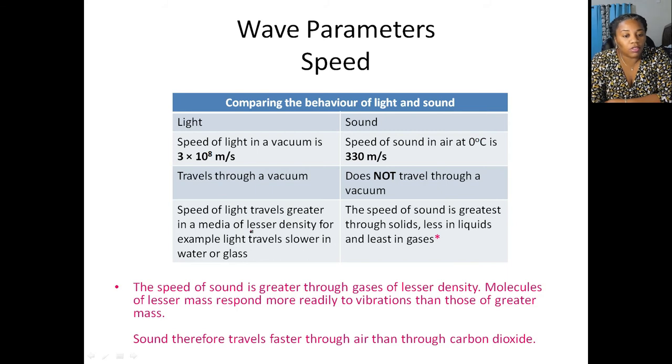The speed of sound is greatest through solids, less in liquids, and least in gases. Please note, the speed of sound is greater through gases of lesser density. Molecules of lesser mass respond more readily to vibrations than those of greater mass. Sound therefore travels faster through air than through carbon dioxide.